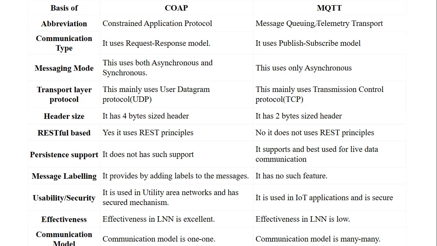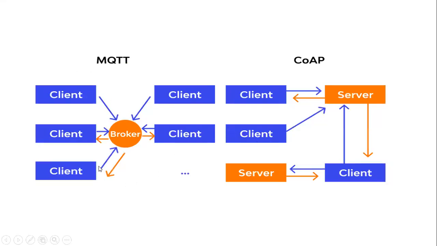So this is the difference between CoAP and MQTT, the Message Queuing Telemetry Transport protocol. Here you can see the difference between CoAP and MQTT. Here all clients have to interact with this broker, whereas in CoAP, a client can communicate with different servers and several clients can communicate with one server. These two modes are both possible in CoAP.